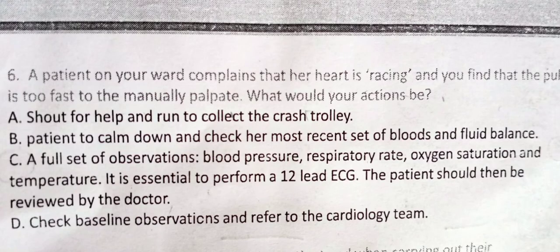Question number 6. A patient on your ward complains that her heart is racing and you find that the pulse is too fast to manually palpate. What would your reaction be? Option A. Shout for help and run to collect the crash trolley. Option B. Tell the patient to calm down and check her most recent set of blood and fluid balance. Option C, a full set of observations: blood pressure, respiratory rate, oxygen saturation and temperature. It is essential to perform a 12-lead ECG. The patient should then be reviewed by the doctor. Option D, check baseline observations and refer to the cardiology team.